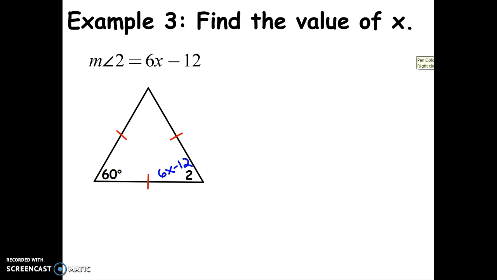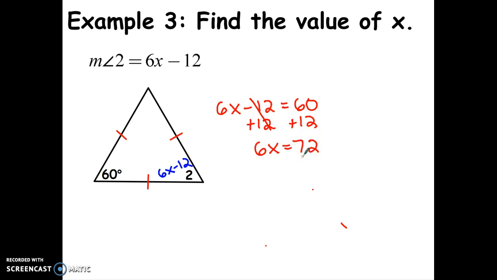Remember, the next thing that I'll do is I always locate my opposite sides. Now here, we see that all of the sides are congruent, meaning this is an equilateral triangle. And so if all the sides are congruent, that means that all of the angles are congruent. So we don't even need to find the opposite angles. So we know that 6x minus 12 equals 60. Add 12 to both sides. 6x equals 72. Divide by 6 on both sides, and x equals 12.